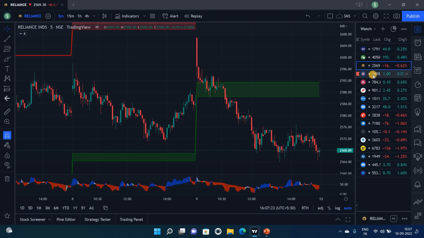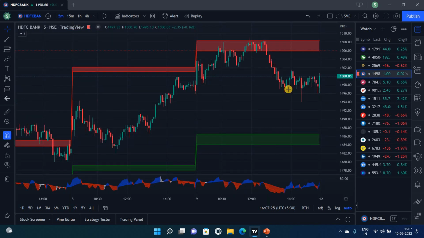Similarly, let's look at HDFC Bank. See this again. Seeing this, people might have thought that this is a good opportunity to enter long trades. See how people got trapped here. It didn't even cross the borderline. So see how it fell.